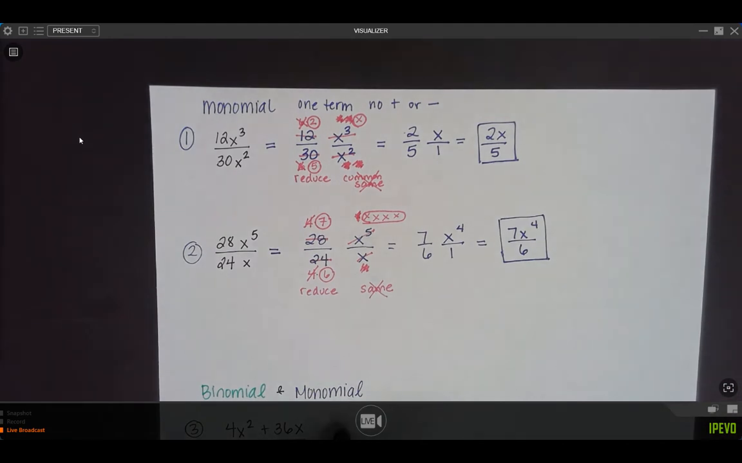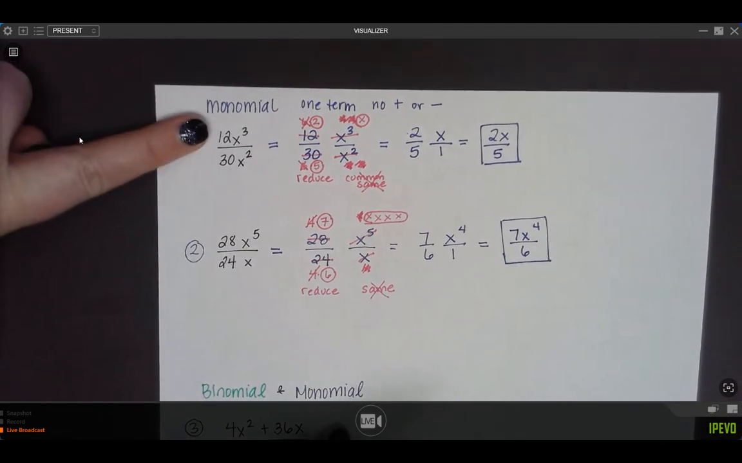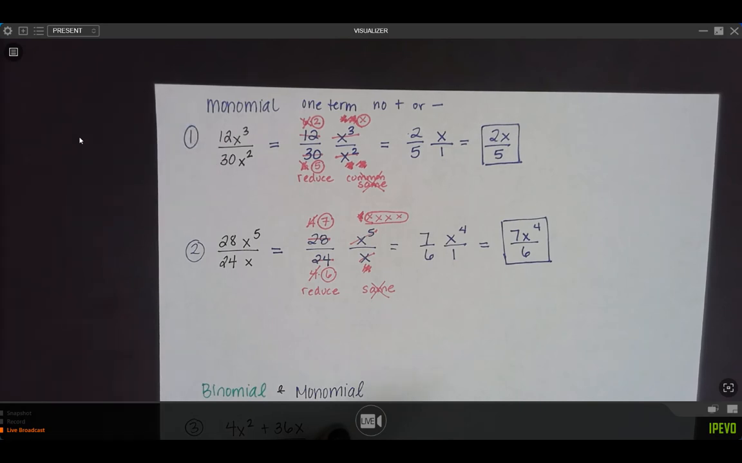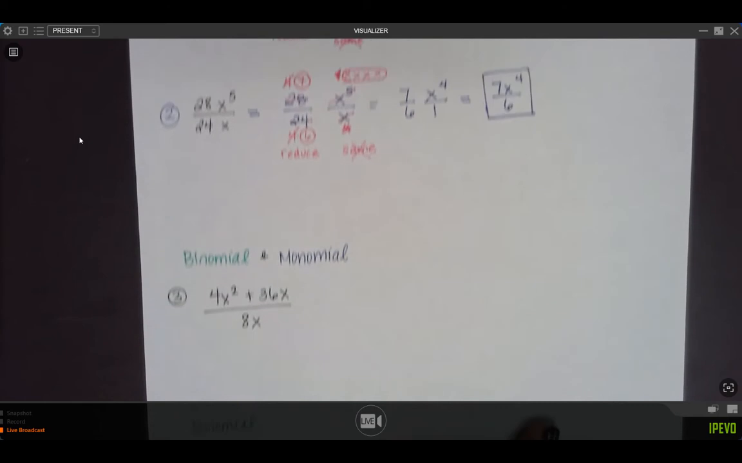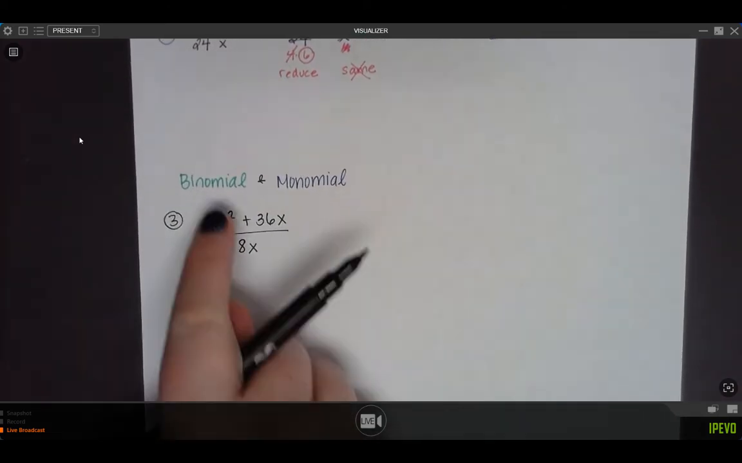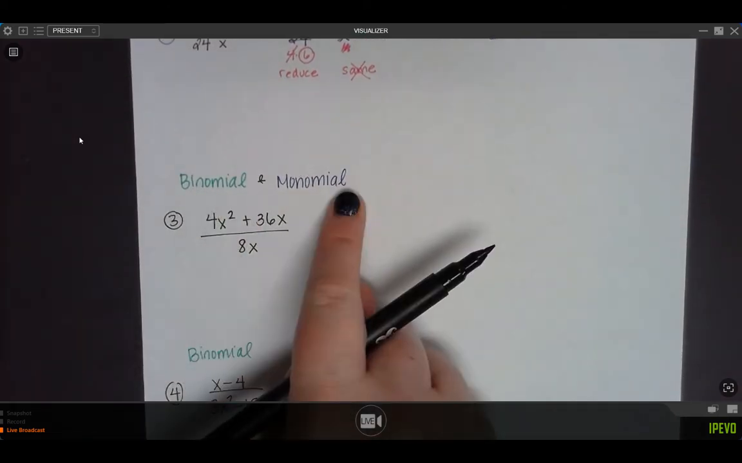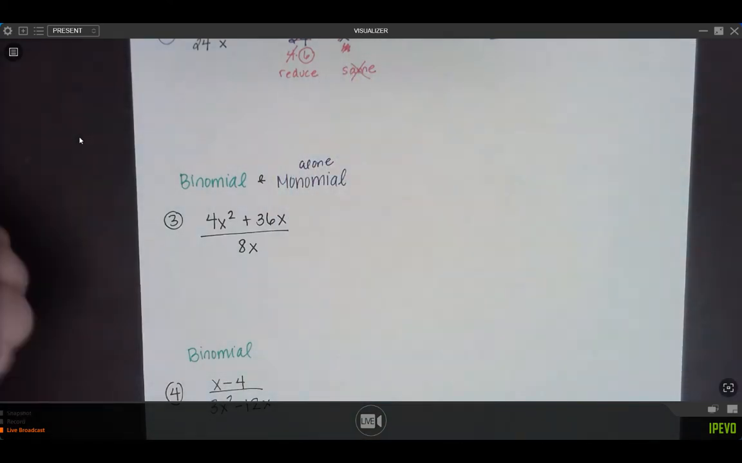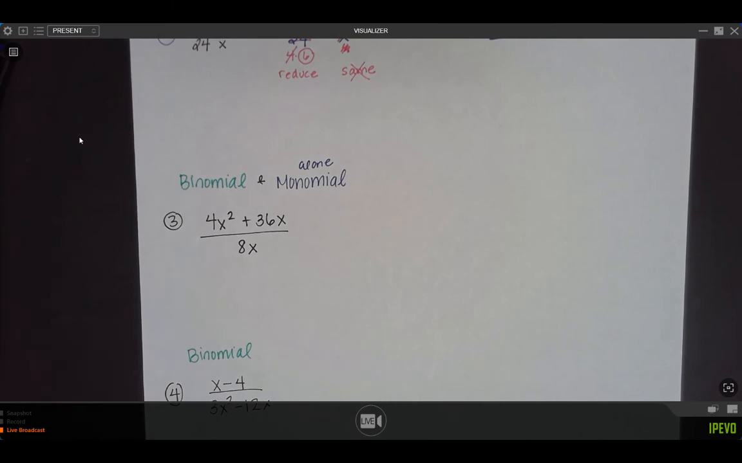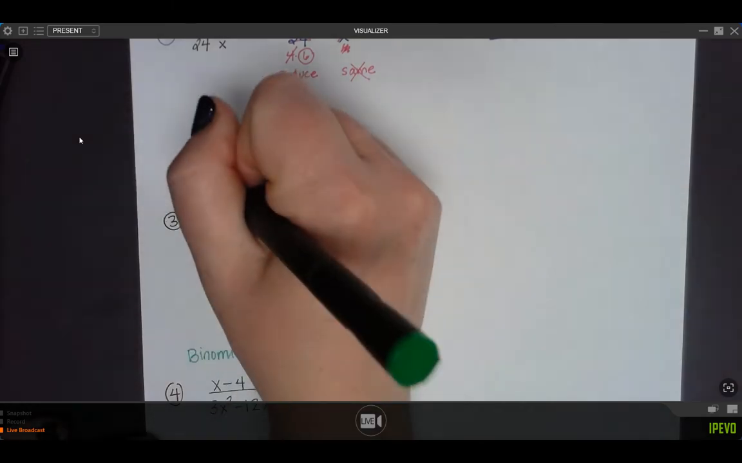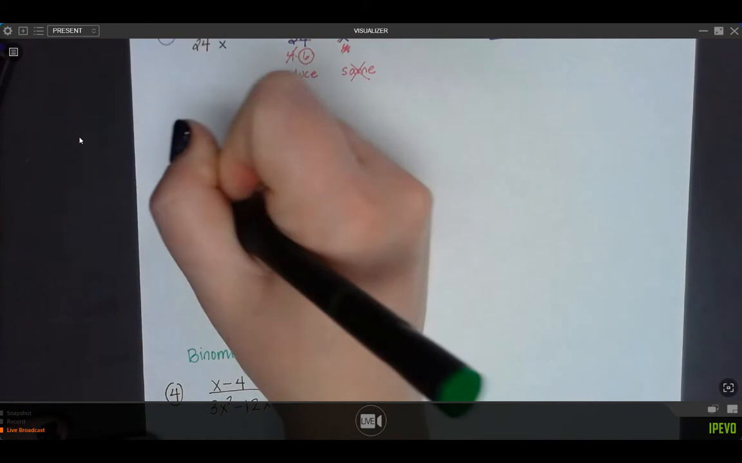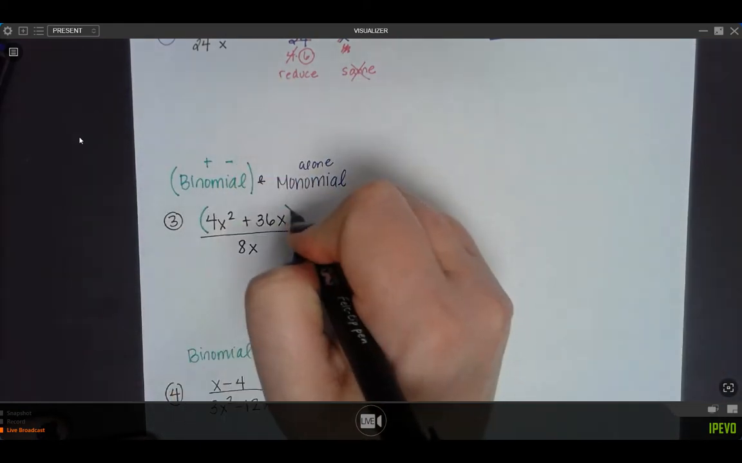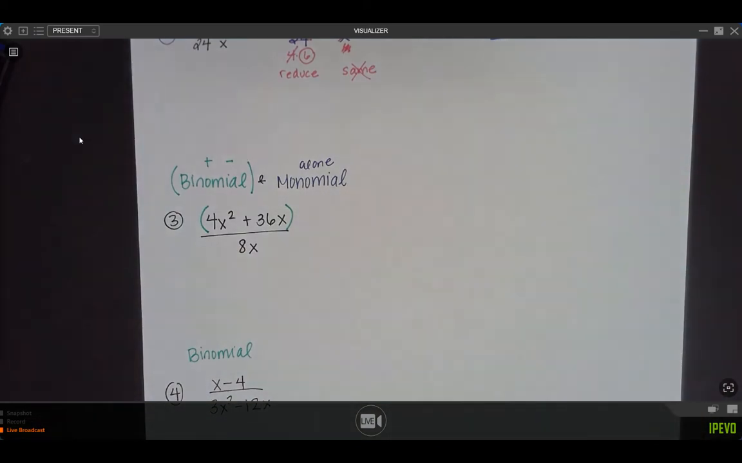All right, so that's if I have a monomial on the top and the bottom. So there's no addition, no subtraction here. All right, next up is example number 3, where I have a binomial and a monomial. So a monomial is alone, but a binomial has a friend. So if you notice, a binomial will have a plus sign or a minus sign. And we want to put a binomial in parentheses because these friends stick together. We don't want to separate the friends.